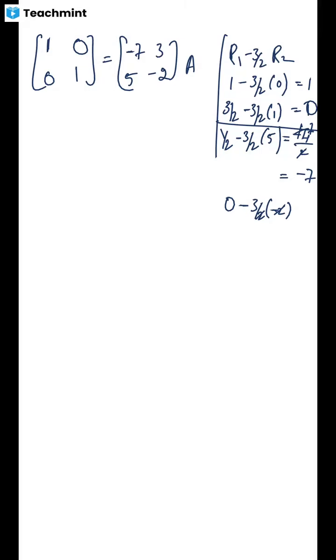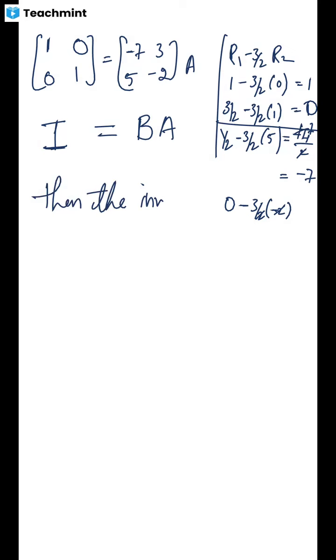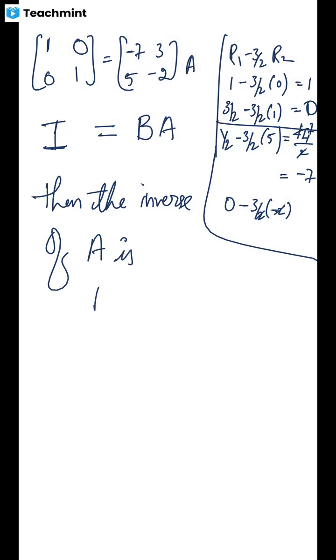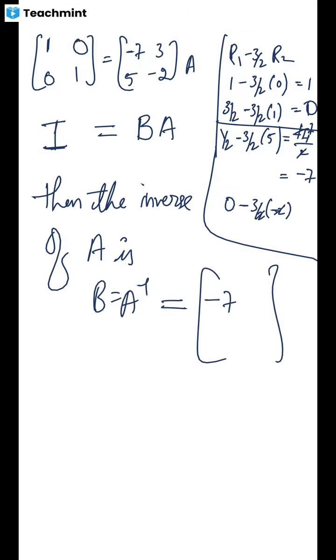So clearly on the left hand side I got the identity matrix, and I will give the name B to this matrix, with A as it is. Look, I equals BA has come, which means the inverse of the matrix A is B. That is, A inverse equals B, which is minus 7, 3, 5, minus 2. This is the required answer.